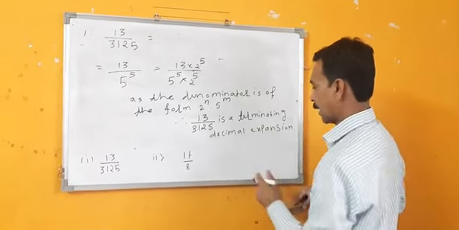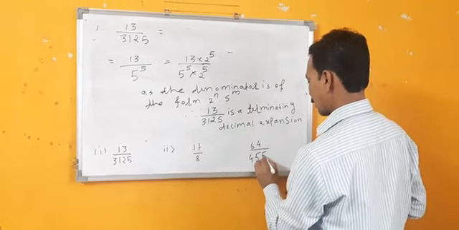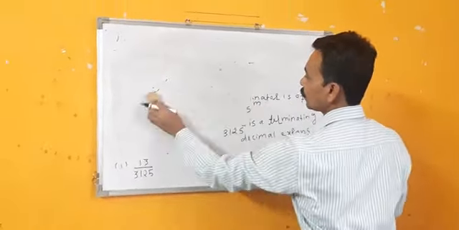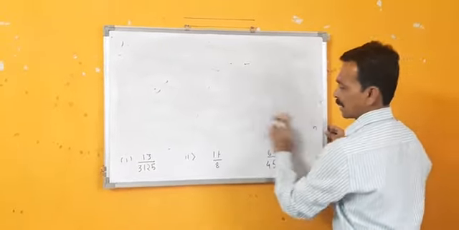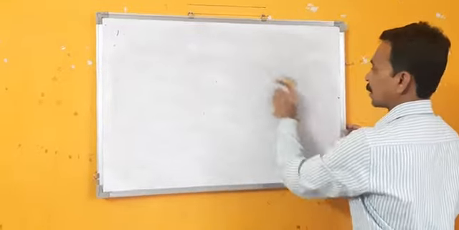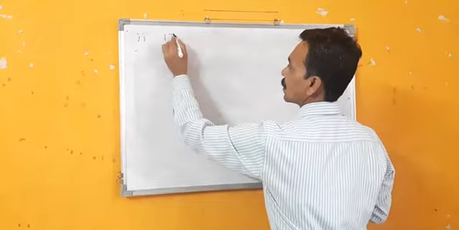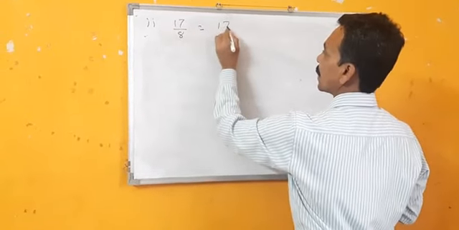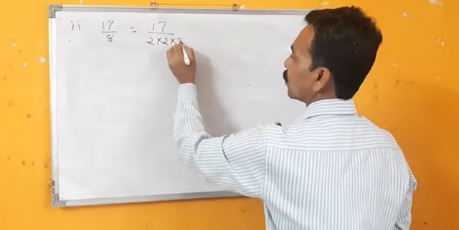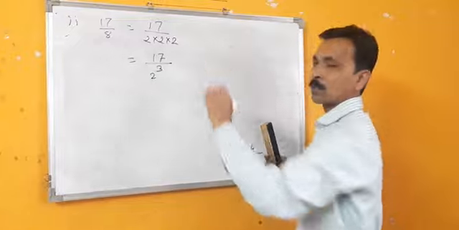17 upon 8. Same method. We have to find the factors of the denominator. This is the second sum. 17 upon 8 means what? 2 into 2 into 2, so it is 17 upon 2 raised to 3.